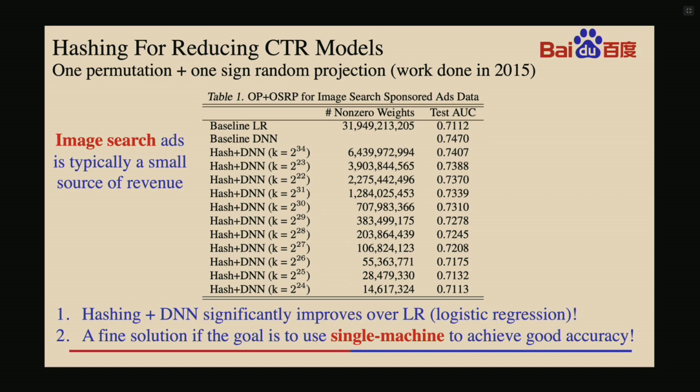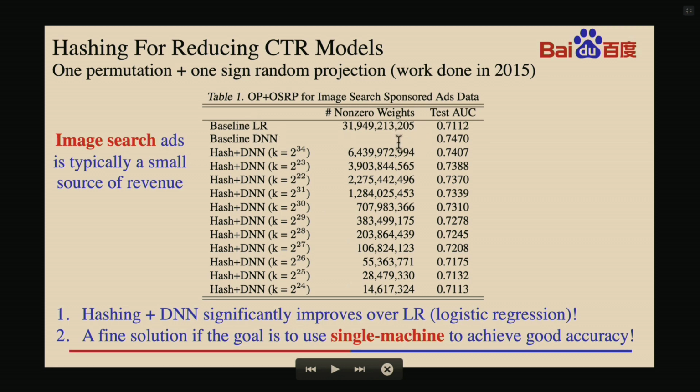Here is an example on the image search ads dataset, and it is typically a small source of revenue. We can see that for the baseline logistic regression solution and the baseline deep neural network solution, we have a similar number of non-zero weights here, around 32 billion. And we can see that there is a somewhat large gap, more than 3%, between the test AUC of baseline logistic regression and baseline deep neural network.